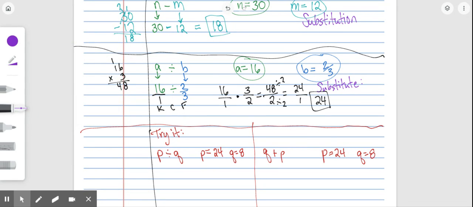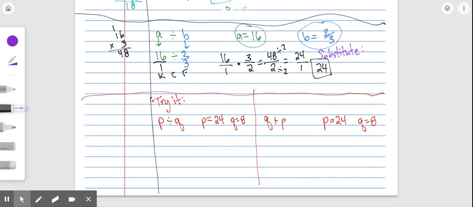All right, you should be coming back from that pause. We're going to do these together. So I start with p equals 24. So anytime I see a p, I plug in 24. So this becomes 24. The division sign stays. Now anytime I see a q, I put an 8. So instead of q, I put an 8. Now I have 24 divided by 8, which is 3. So p divided by q is 3 when p equals 24 and q equals 8.